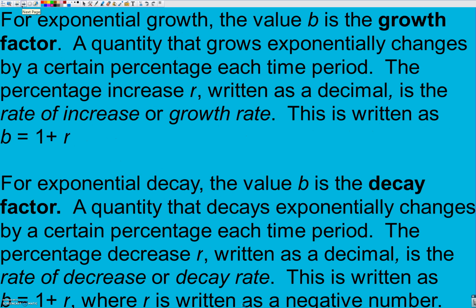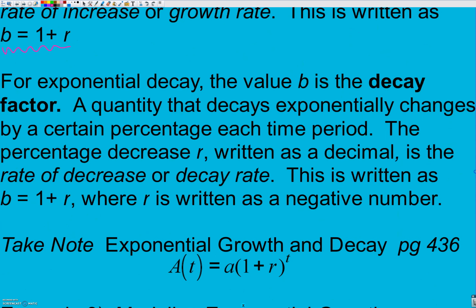For exponential growth, the value b is called the growth factor. A quantity that grows exponentially changes by a certain percentage each time period. The percentage increase r, which we have to write as a decimal, is the rate of increase or our growth rate. And we write it as b equals 1 plus r. Okay, 1 is our original plus whatever our rate was.